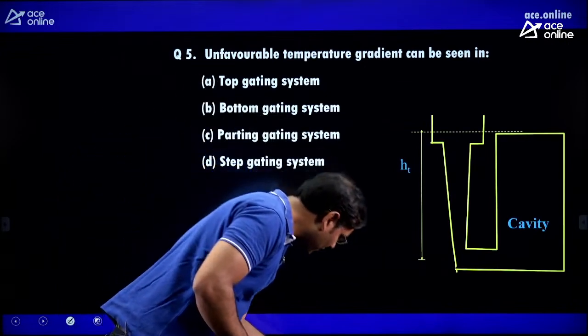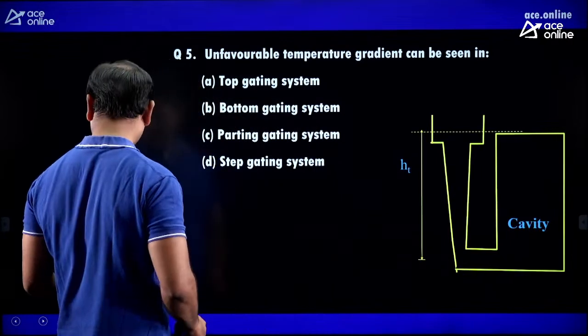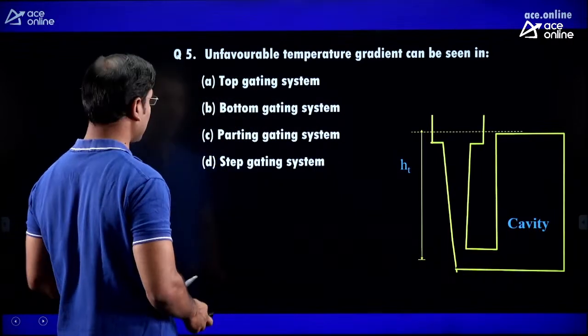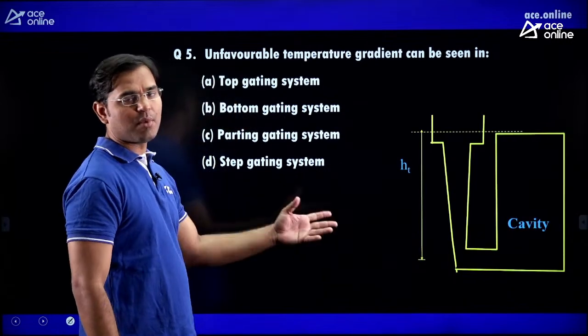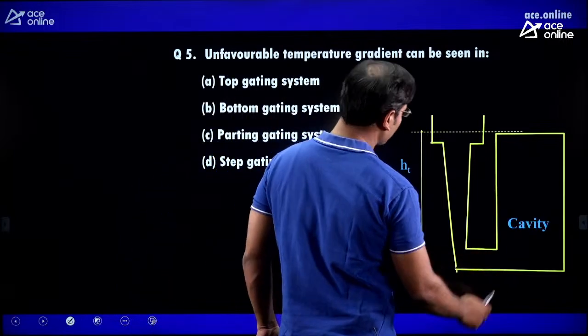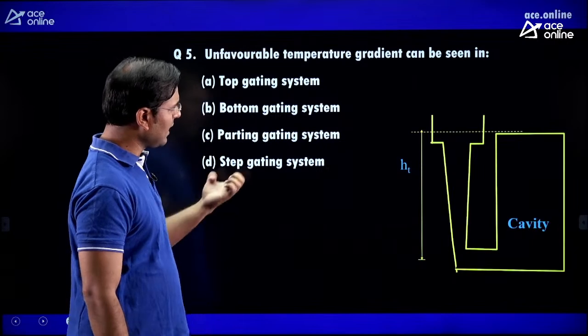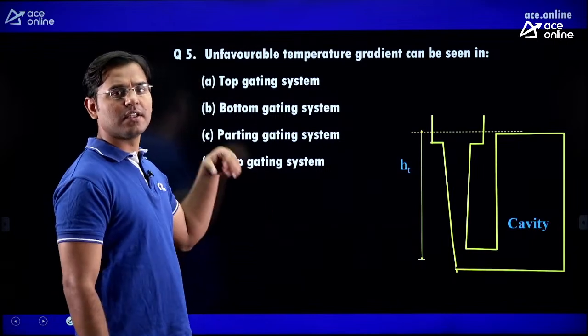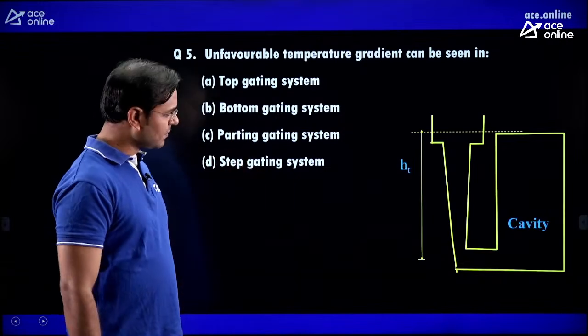This question number 5 is about the unfavorable temperature gradient. What is meant by unfavorable temperature gradient? Now you can see here the diagram of the bottom gating system, because the in-gate is provided at the bottommost point. And the question is, the unfavorable temperature gradient can be seen in either the top gating system, bottom gating, parting, or step gating system.